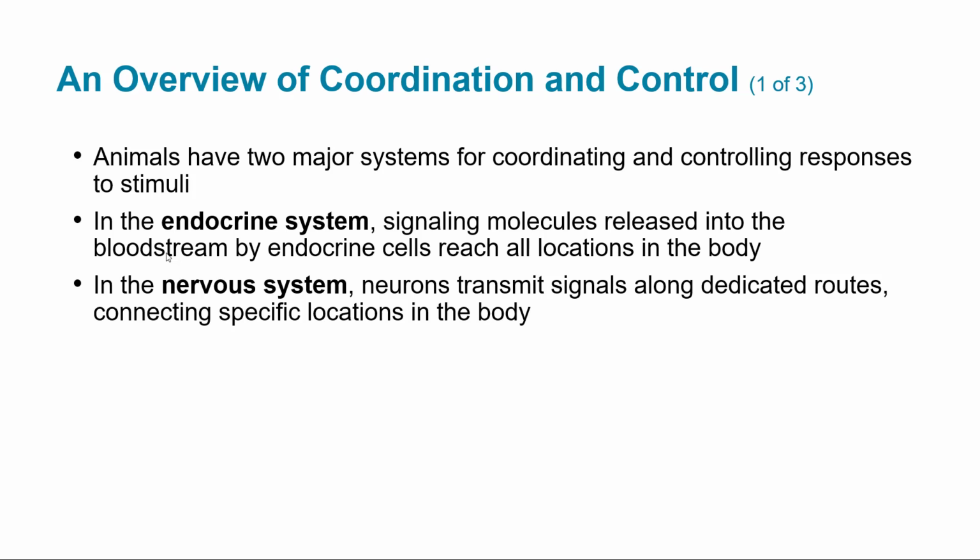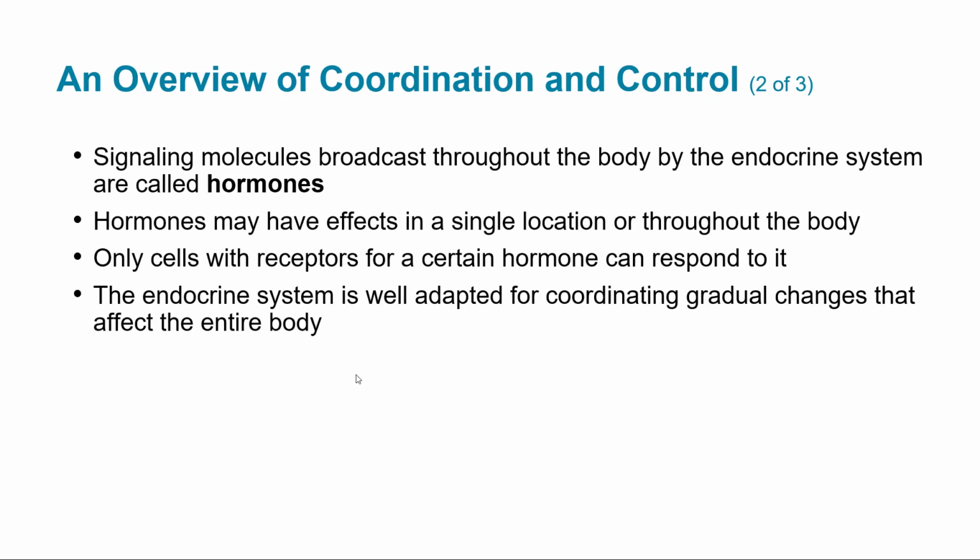The nervous system that we'll look at later uses neurons, which transmit signals along very direct and dedicated routes to very specific places. So the endocrine system can affect the whole body. The nervous system tends to affect very specific parts of the body. Now, signal molecules throughout the body are called hormones. So hormones are put into the blood. They just are dispersed throughout. And they can have effects on a single location, or they can affect widespread parts of the body.